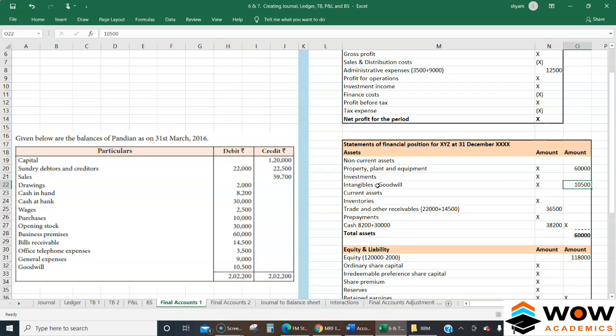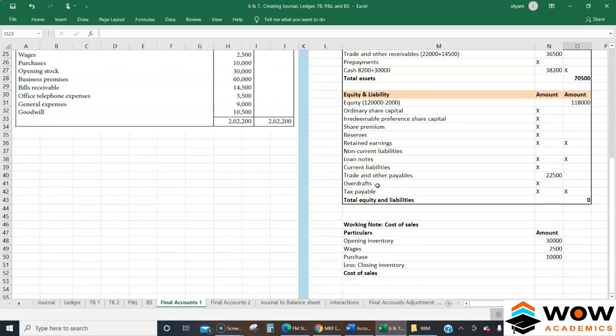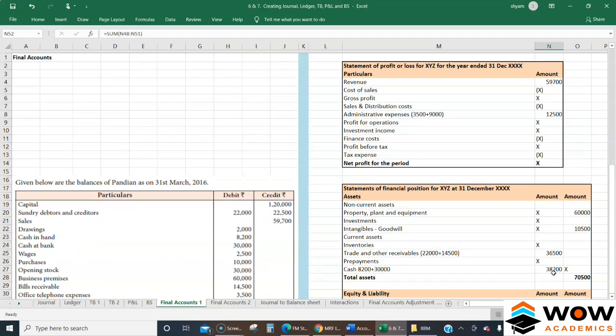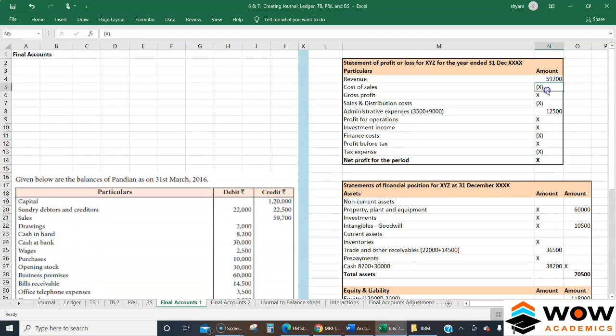So these are the numbers that we have. So we can close our accounts here. First we have to close our cost of sales. So cost of sales comes to 42,500. So we'll go here and we'll put 42,500. Next is to get gross profit. From sales, we'll deduct the cost of sales. We get gross profit.